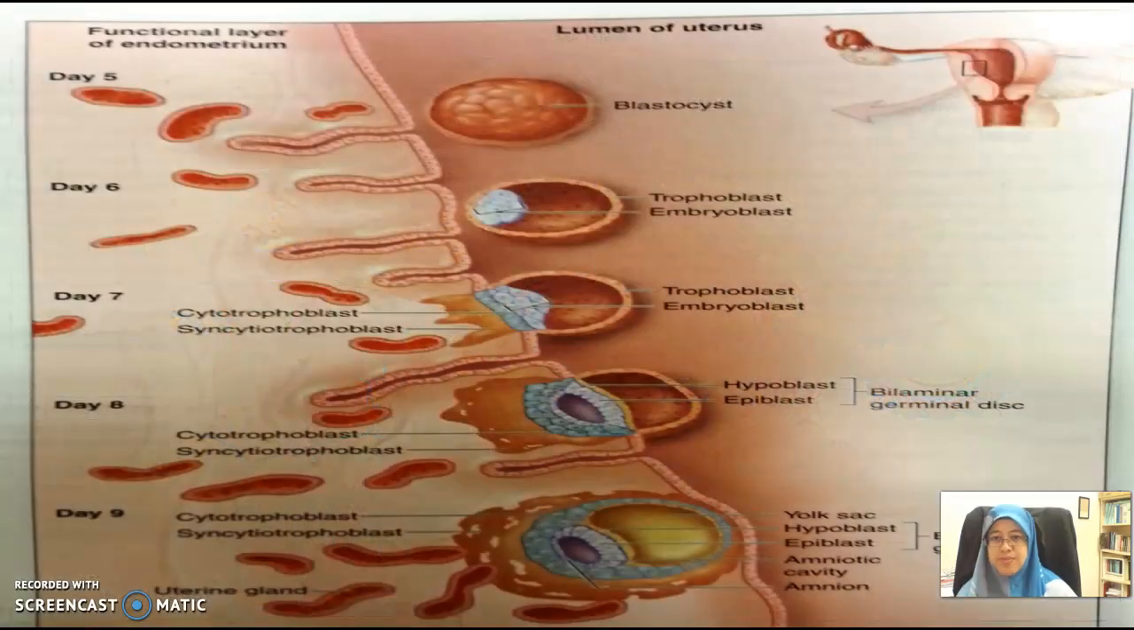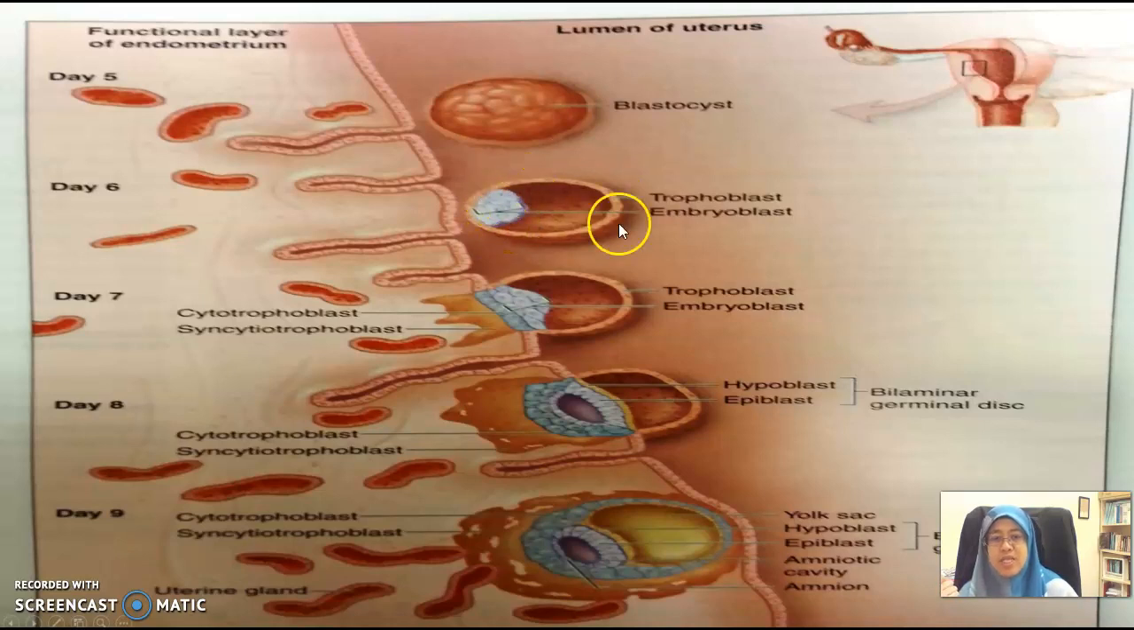Okay, so this is another picture. You can see that this is the blastocyst. It looks like a ball like the morula, but the morula is completely cells inside. But for the blastocyst, when you cut it, you can see this kind of picture. You can see this is the trophoblast, the one that will develop into the extraembryonic membrane, placenta, and so on. And the blue color here is the embryoblast. It's the one that will develop into the embryo.